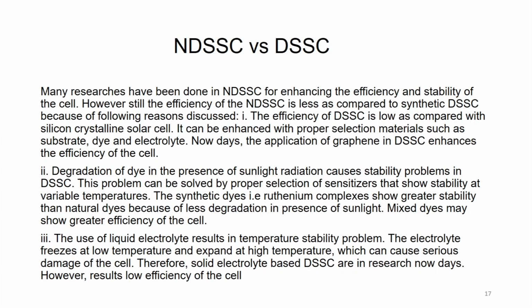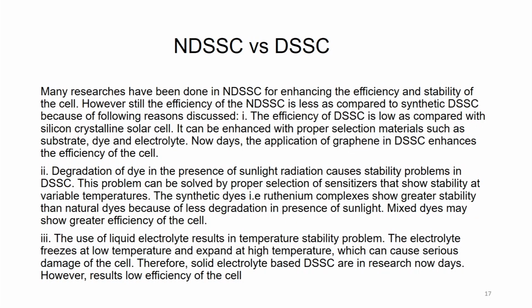However, still the efficiency of the NDSSC is less as compared to the synthetic DSSC because of the following reasons that are discussed. First, the efficiency of DSSC is low as compared with silicon crystalline solar cell. It can be enhanced with proper selection of material such as substrate, dye and electrolyte. Nowadays, the application of graphene in DSSC enhances the efficiency of the cell.